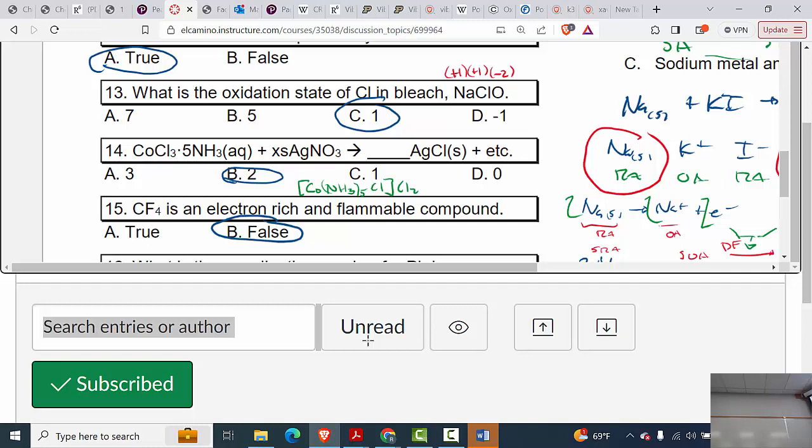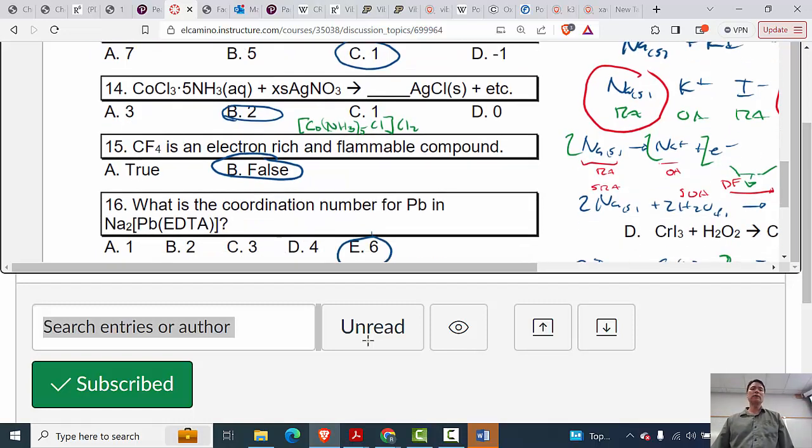When ammonia attacks, then there are 5 out of the 6 positions taken, and so there's only 1 more position that's for chloride. Chlorido, we call it. And so this first chloride is a chlorido. The second 2 chlorides are chlorides. Chlorido is going to be covalently bonded, whereas the chlorides will be ionically bonded. So this is part of the Nobel Prize in Chemistry here.